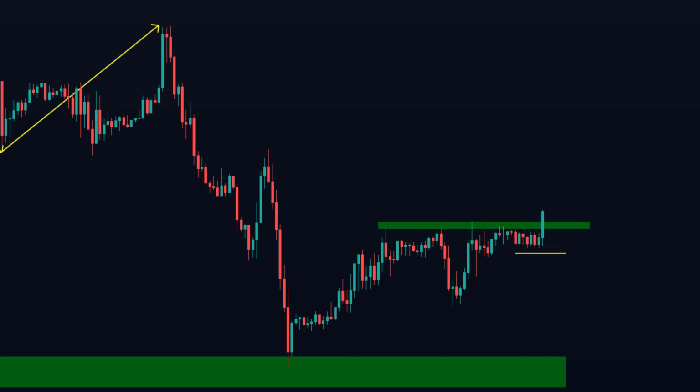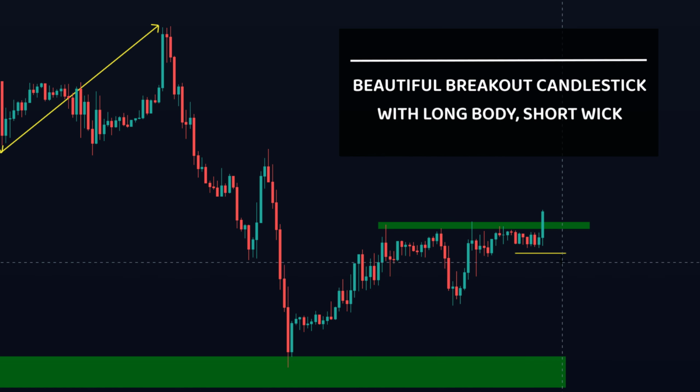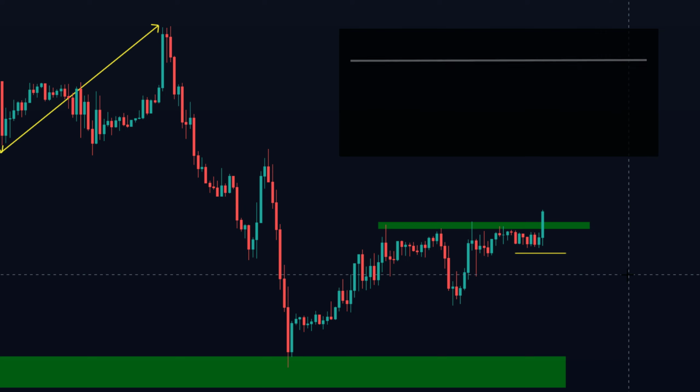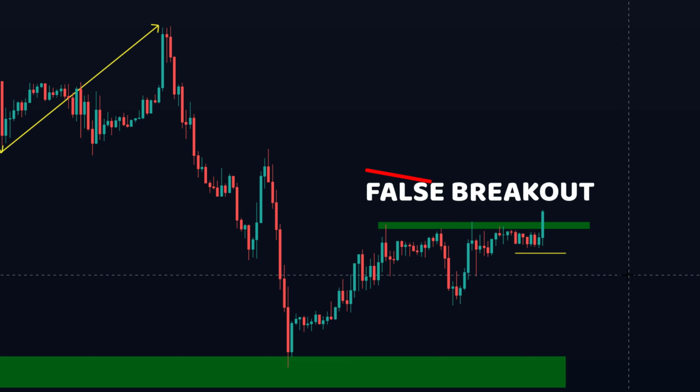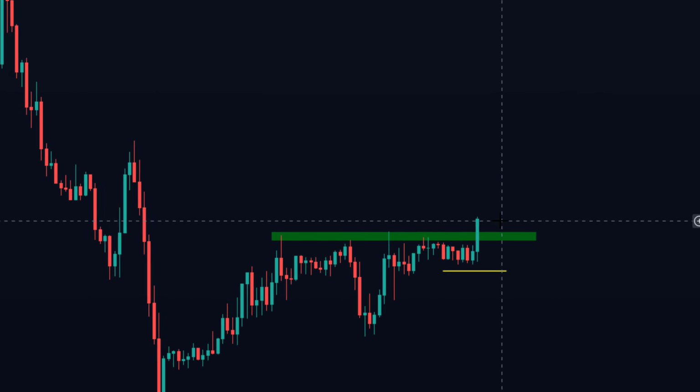Here is the candlestick that we are waiting for. A very beautiful breakout candlestick which has a long body and no upper wick. It indicates a very clear breakout power. Breakouts with a candlestick like this are rarely false breakouts. We can place a buy order here.